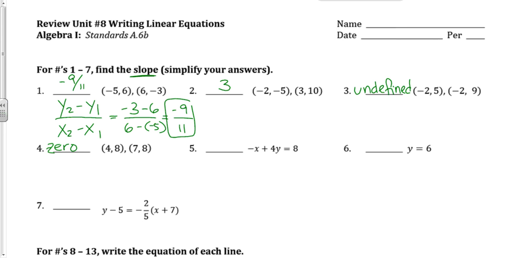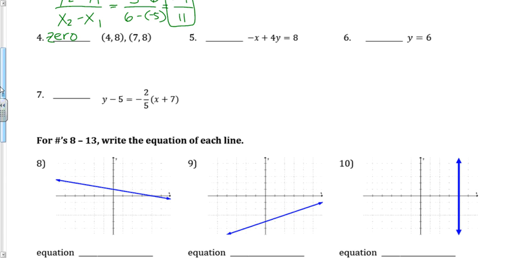If you get to the test and you can't remember, just plug it in your calculator. If you do a number divided by 0 in your calculator, it will give you an error message, and that will tell you that it's undefined. If you do 0 divided by a number, it will simply tell you 0.